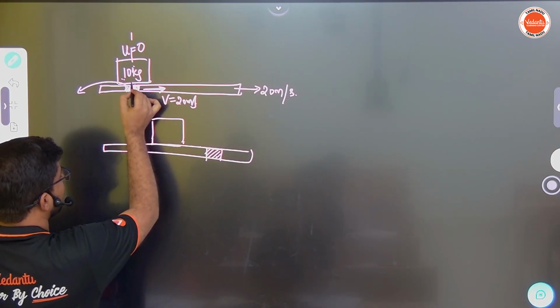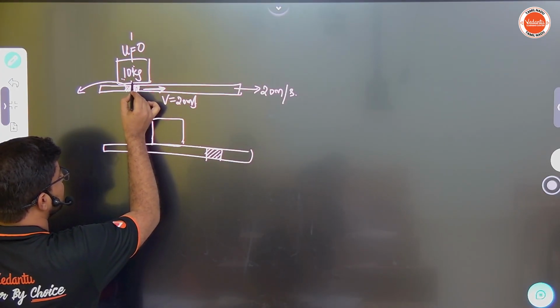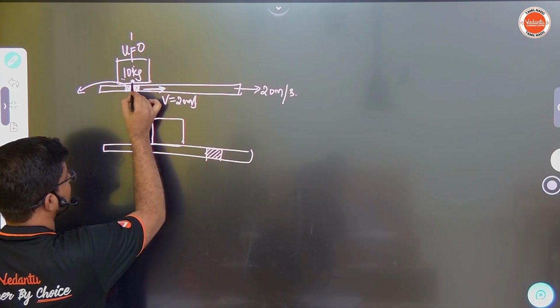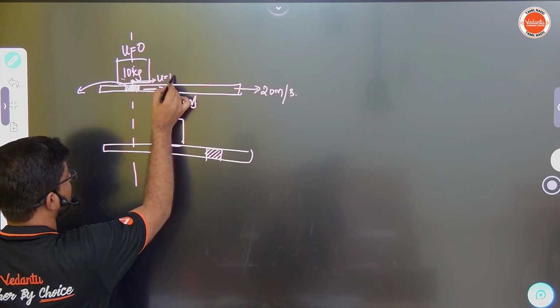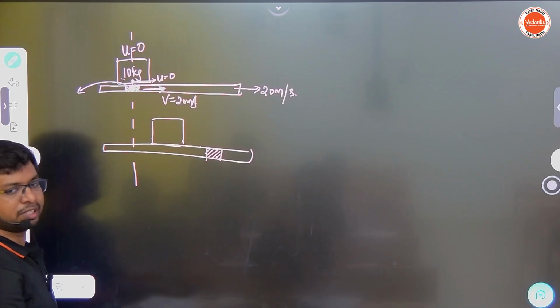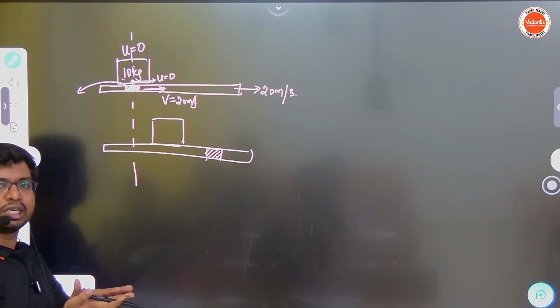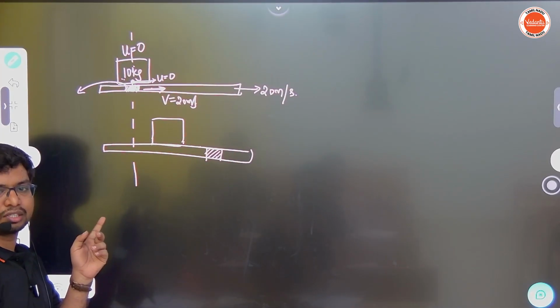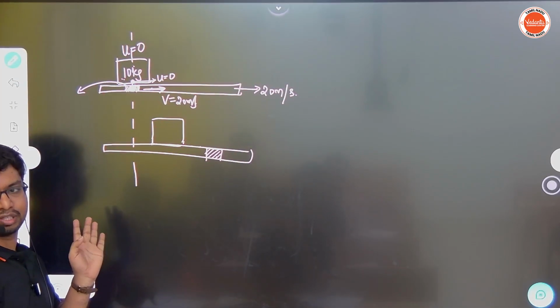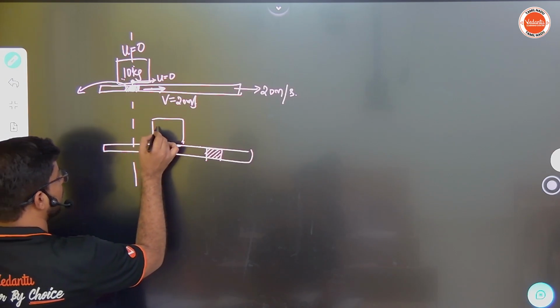What is the reason? Because as soon as this point is having a 0 velocity and the other point is having 20 meter per second, that means they are slipping. Correct? There is a relative slipping here. If relative slipping is there, then what kind of friction will act? Kinetic friction will act. Clear? On the block, kinetic friction will act.